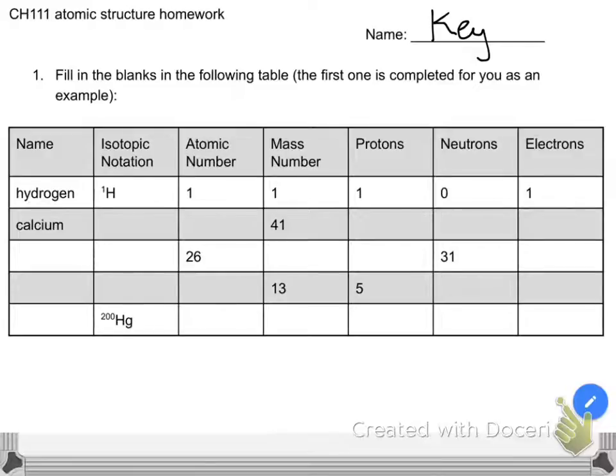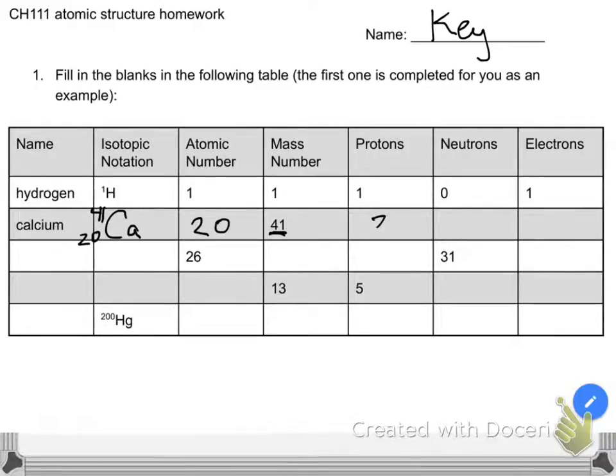Okay. So the first one, we're basically calculating the different subatomic particles. So for calcium, the symbol is Ca, element number 20. And this has a mass number of 41, so that's what goes in the upper right corner there. And then we can also put the atomic number on the bottom if we want to be complete. It's not necessarily required, but a lot of people do.